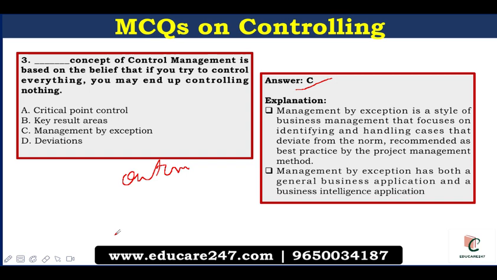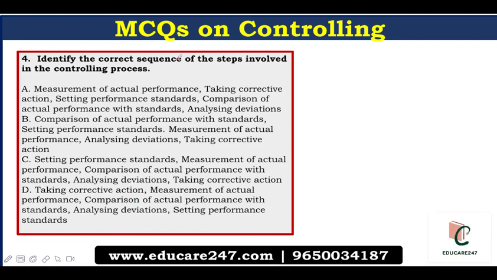Moving on to the next question, identify the process. Identify the correct sequence of steps which are involved in the controlling process. A. Measurement of actual performance, taking corrective action, setting performance standards, comparison of actual performance with standards, and analyzing deviations. B. Comparison of actual performance with standards, setting up of performance standards, measurement of the actual performance, analyzing deviations, and taking corrective action.